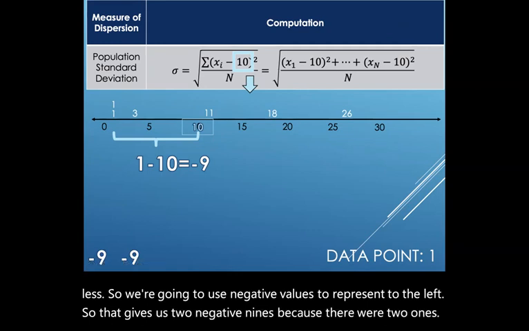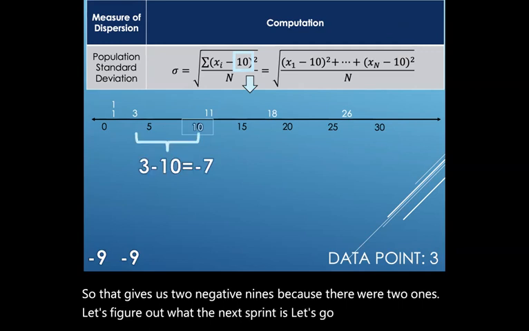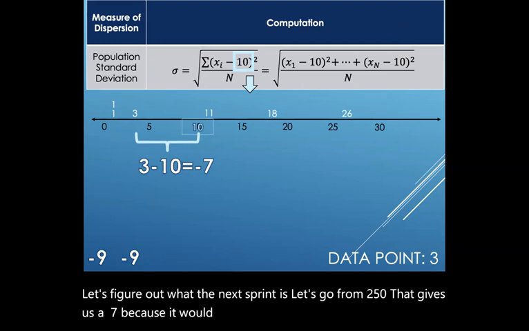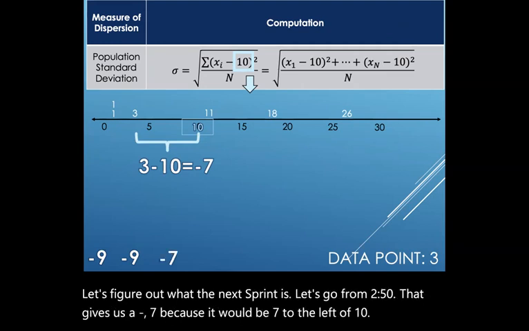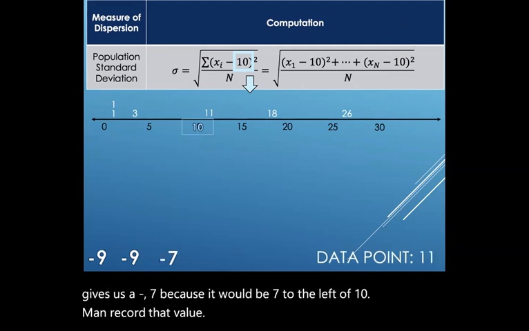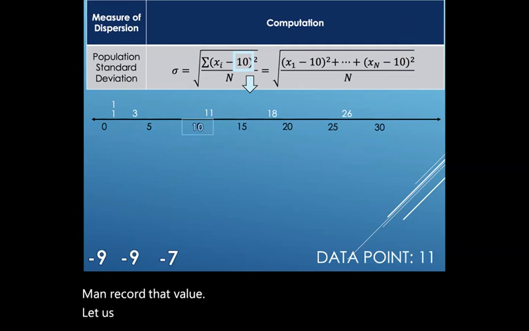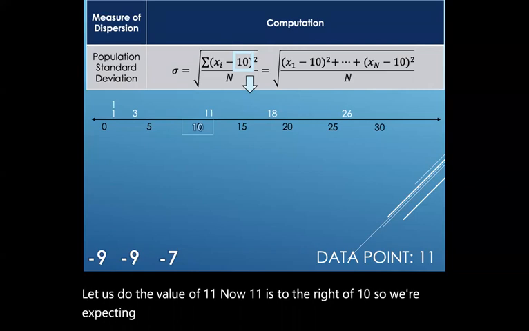Let's figure out what the next spread is. Let's go from 10 to 3. That gives us a -7 because it would be 7 to the left of 10. We're going to record that value. Let us do the value of 11. Now 11 is to the right of 10, so we're expecting a positive value of 1.